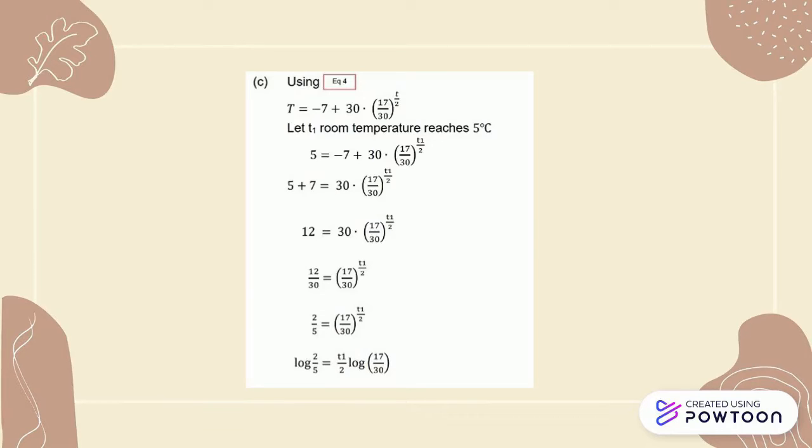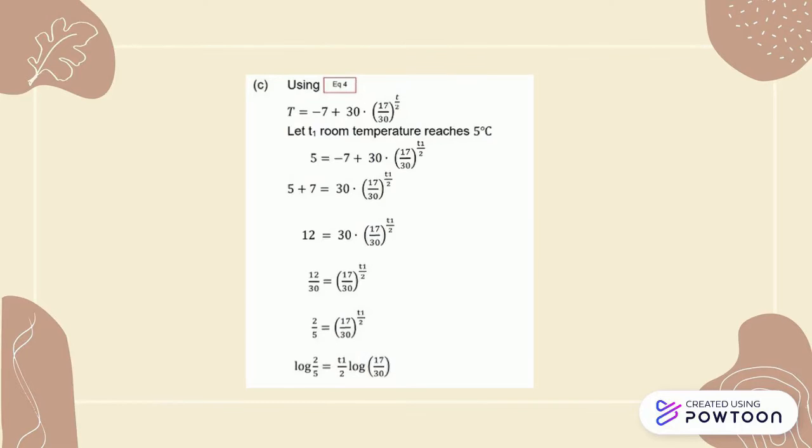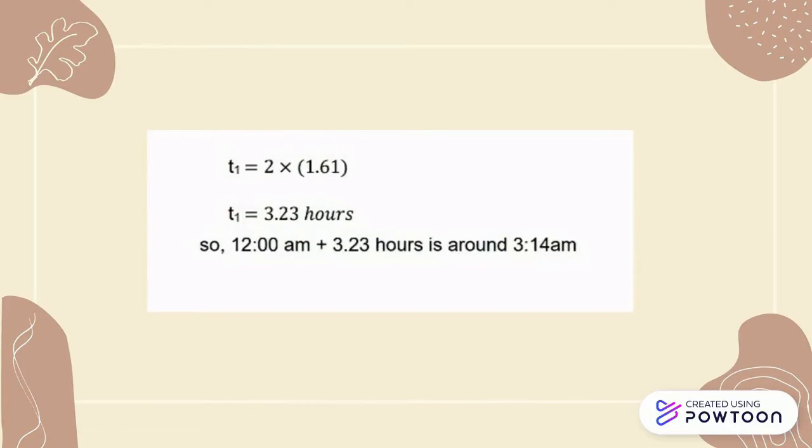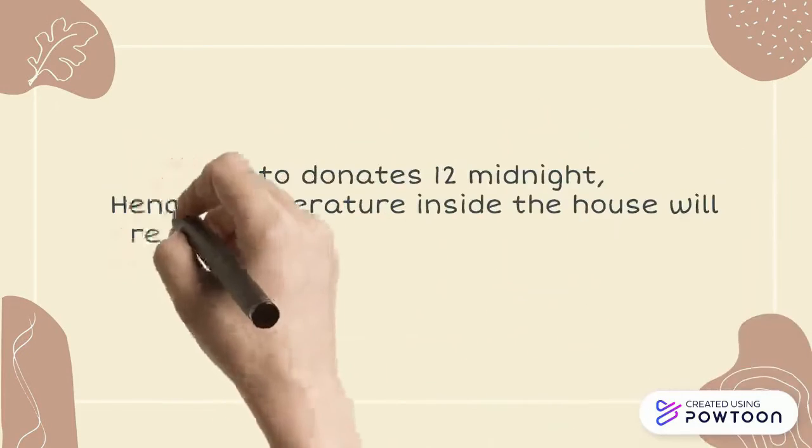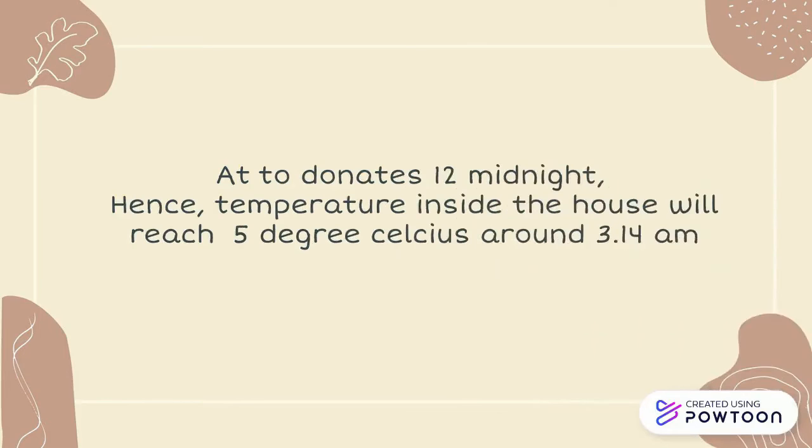And then we take log on both sides. It will show like log(2/5) = (T1/2) log(17/30). And finally, we will get T1 equal to 3.23 hours. So 12 a.m. plus 3.23 hours is around 3:14 a.m. At T0, which denotes 12 midnight, hence the temperature inside the house will reach 5 degrees Celsius around 3:14 a.m.